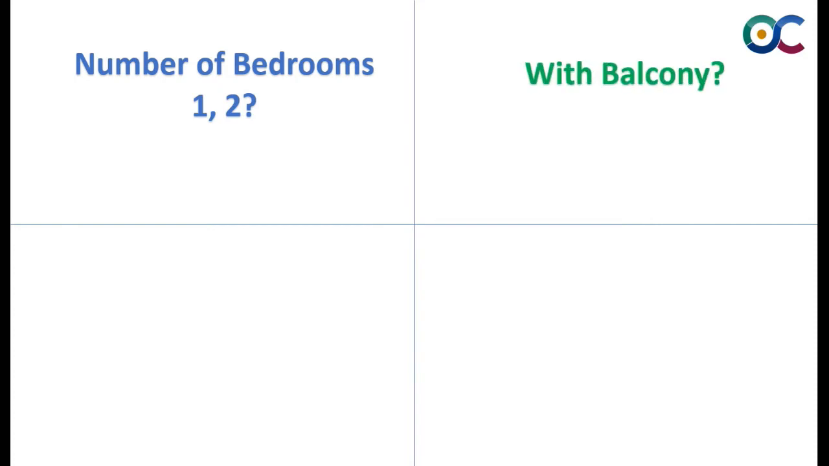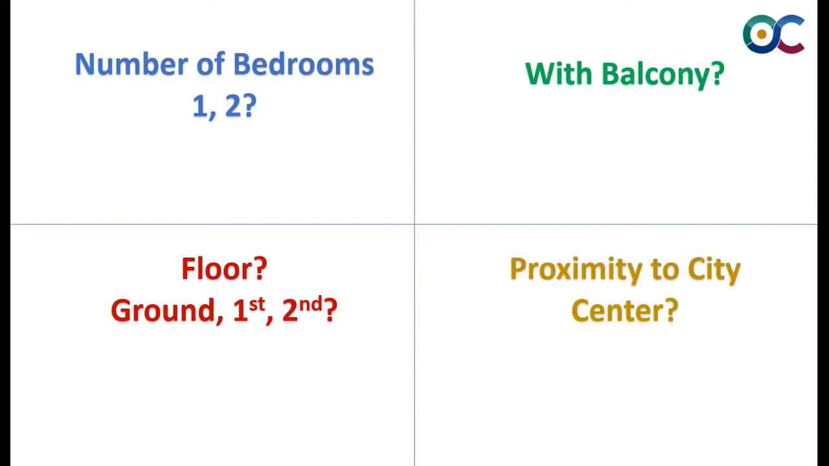And she will say, well, if you want an apartment in Berlin, I need to know how many bedrooms you want, right? If you want an apartment with a balcony or not, on which floor you want your apartment to be, ground floor, first floor, or second floor, and do you want it to be closer to the city center or not, right? All these factors affect the price of the apartment that you are looking for.